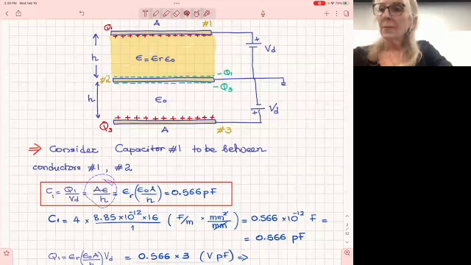It's A times epsilon divided by H. But what other thing do we know about? So we can calculate the capacitance here, 0.5 picofarads, from that simple formula. Then what else do we know?